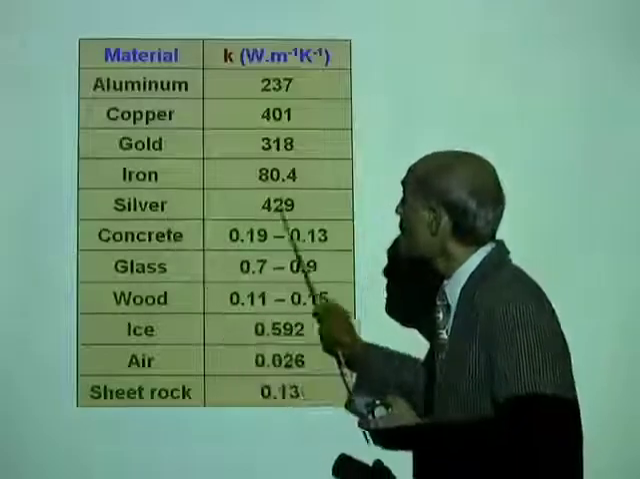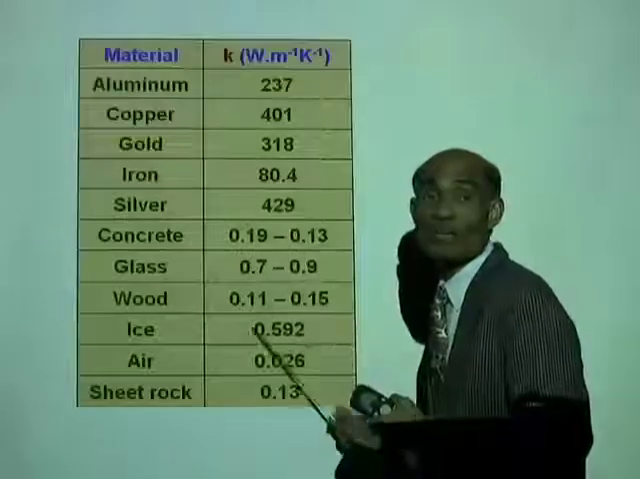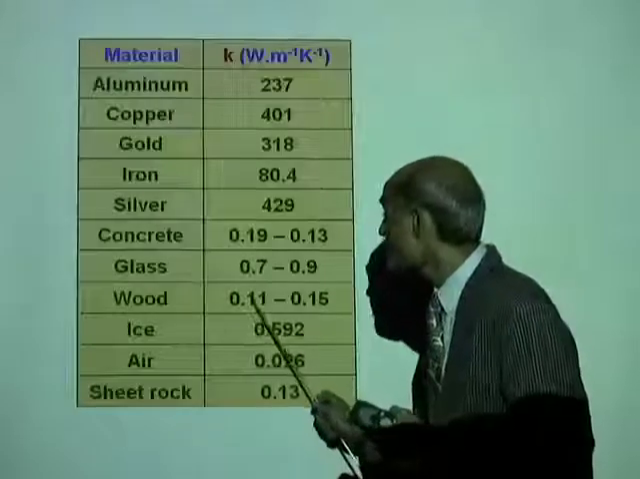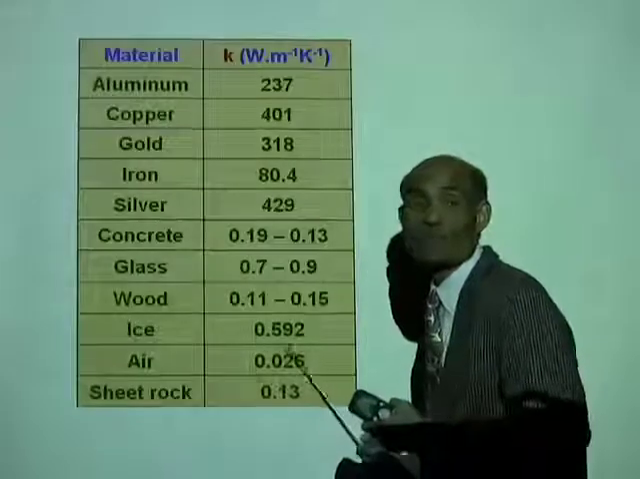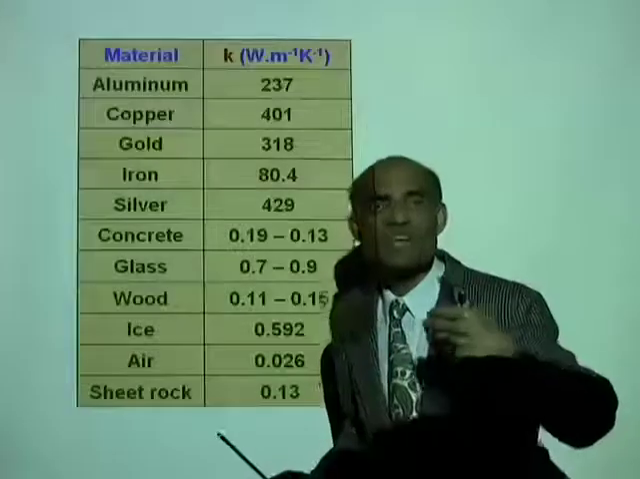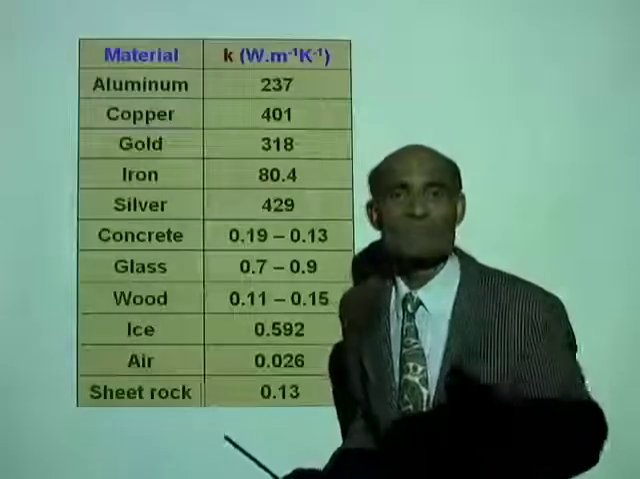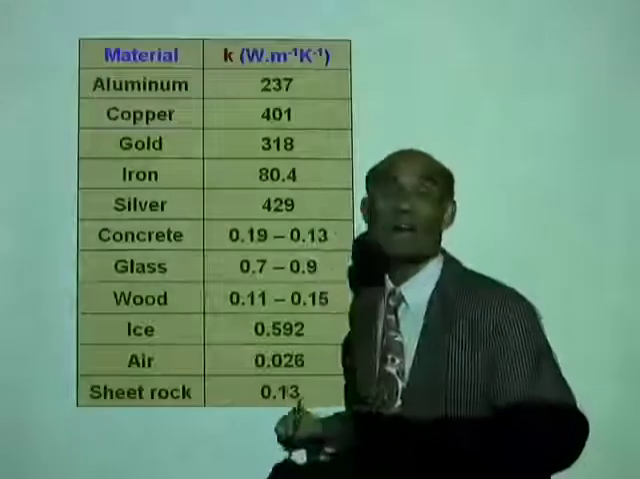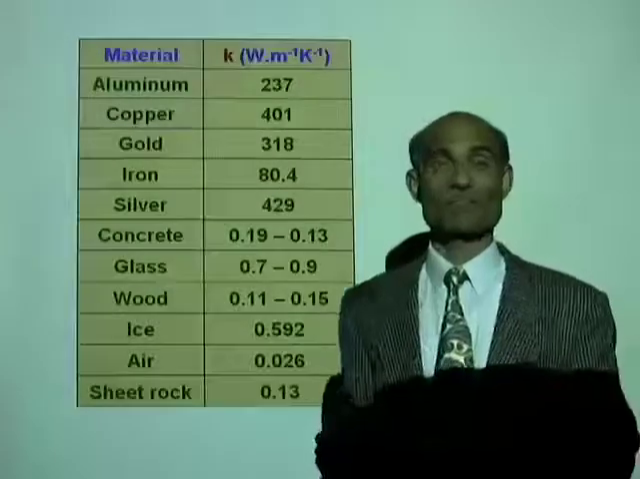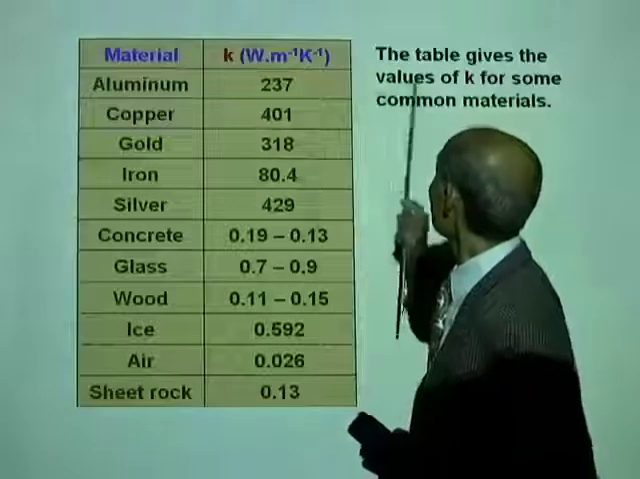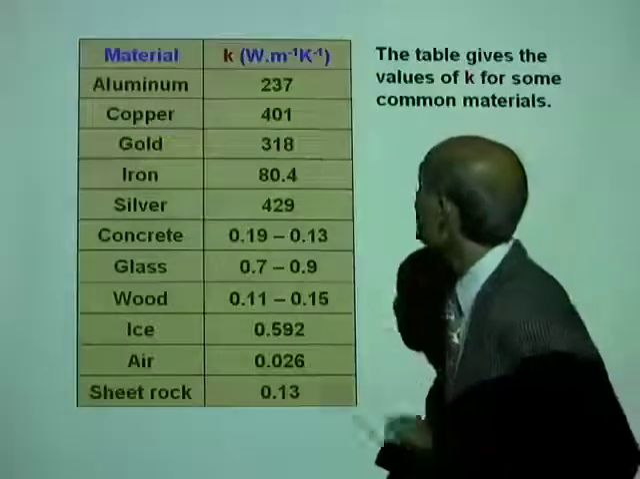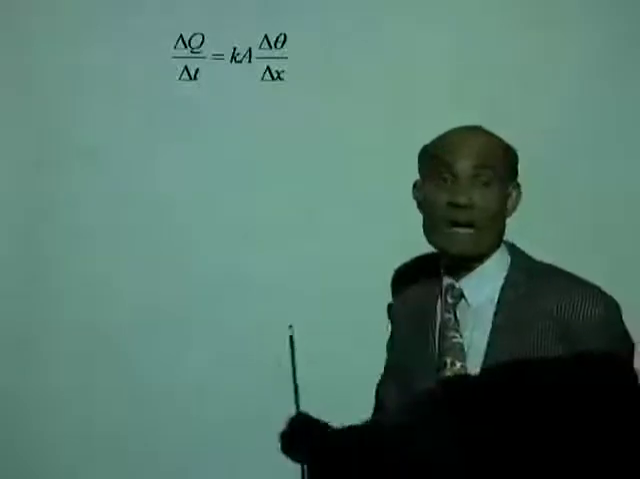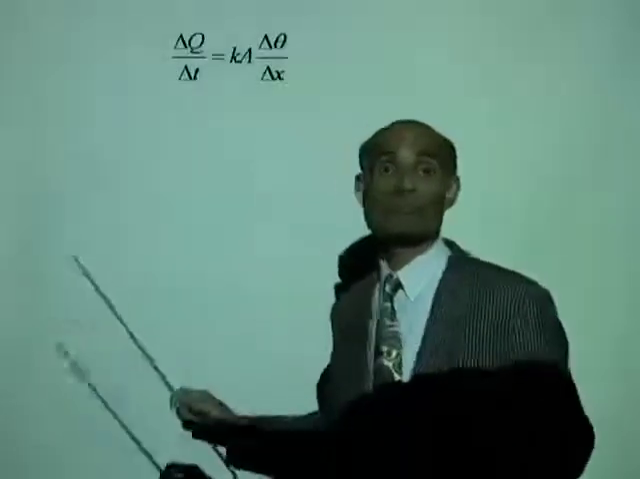So silver is a very good conductor, whereas air is a very bad conductor. So we say air is a good insulator. See that? So you have good insulators and good conductors. The values of K will be useful as we move on to solve problems.